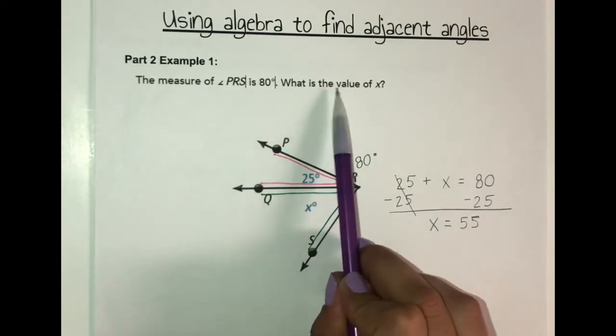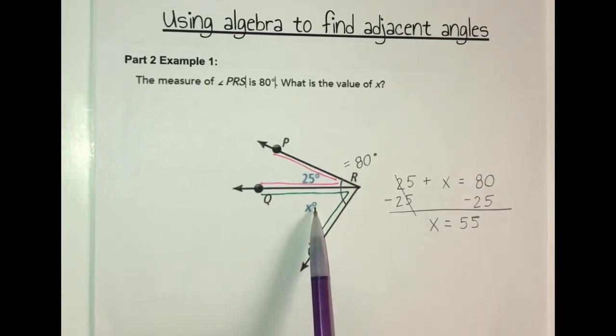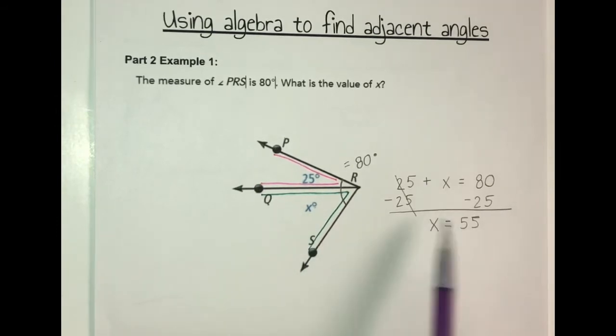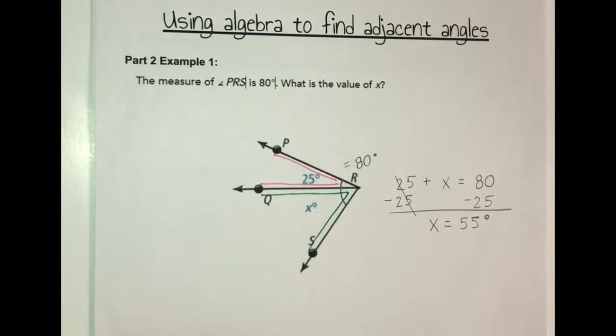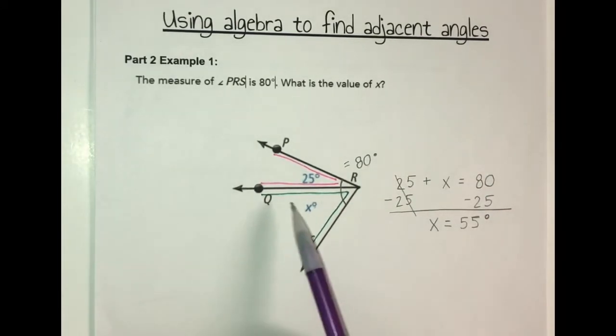And what is the value of x? So this x, it said that it was a degree, right? This was x degrees, so I know if I'm finding the value for x, this is going to be 55 degrees. So make sure you label, because you were finding the measure of that angle.